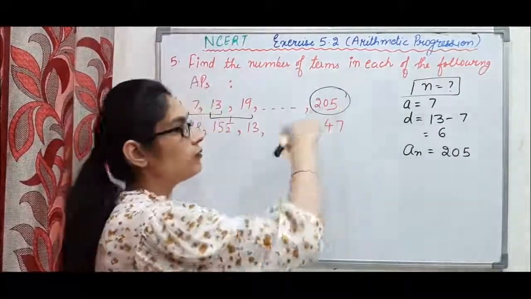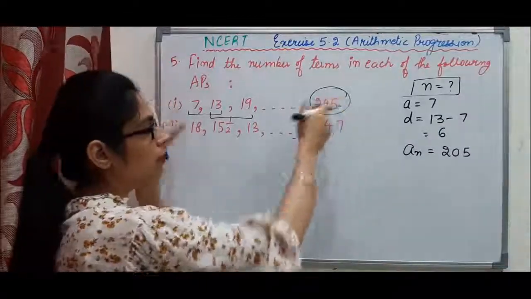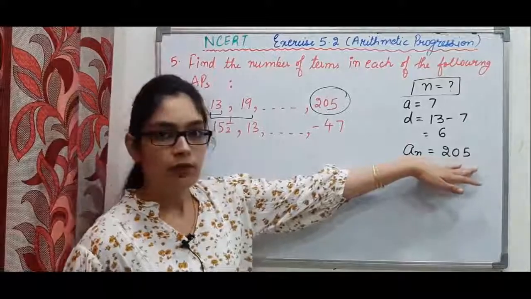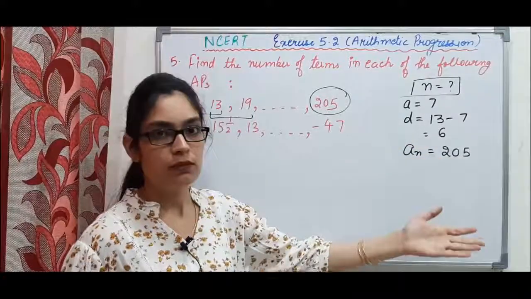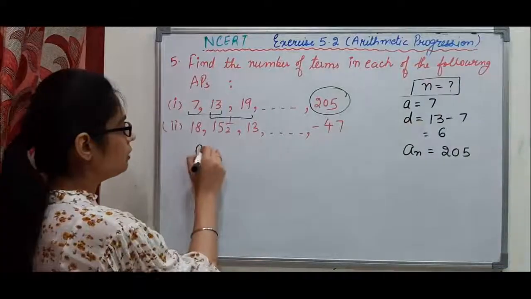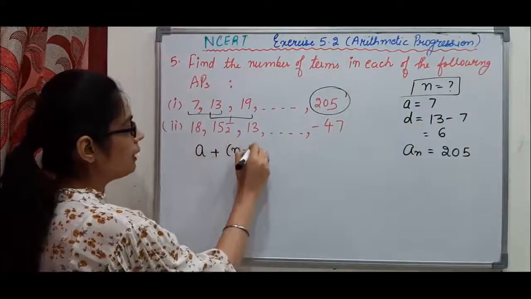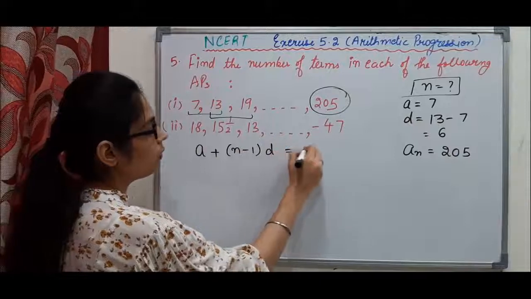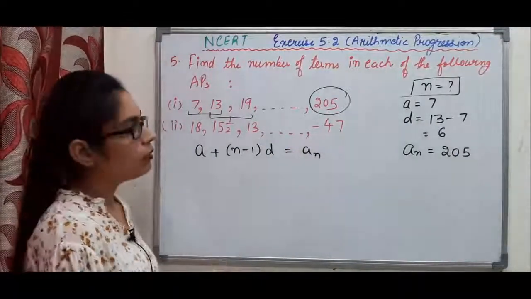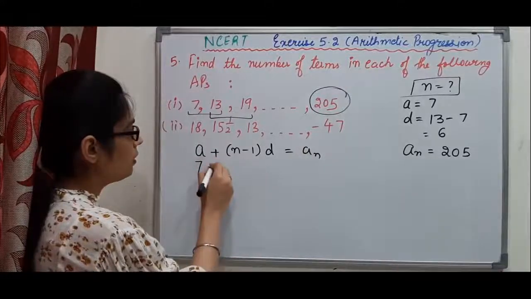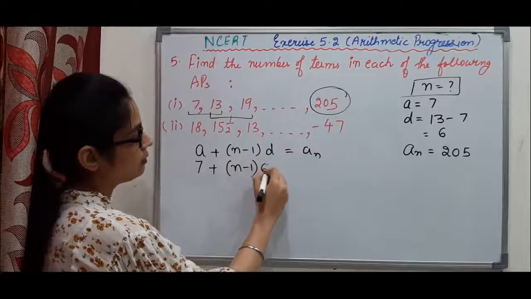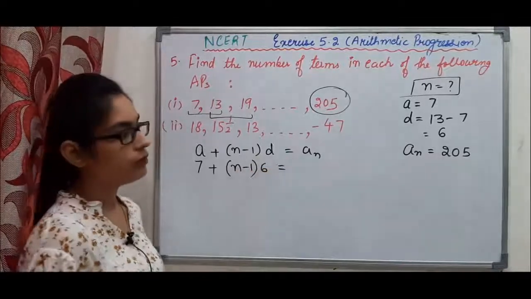If this is like the 50th term, that means the total terms of this sequence is 50. So that value is given to us, but which term this one is, that we have to find. So the same formula we will use, a plus n minus 1 d is equal to an. Now accordingly we will substitute the values. A is 7, n we have to find, so as it is we will write, d is 6. Only substitution I have done.